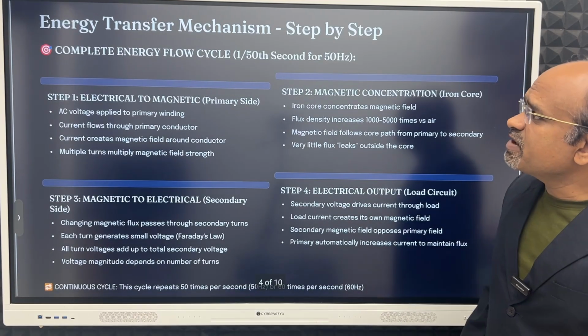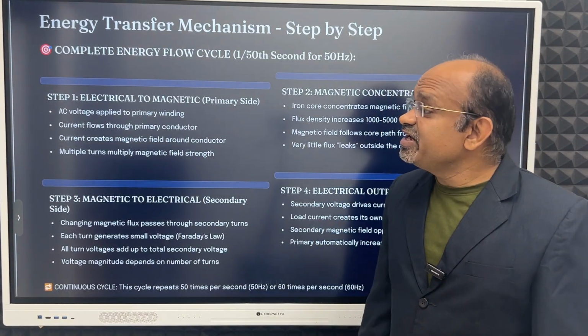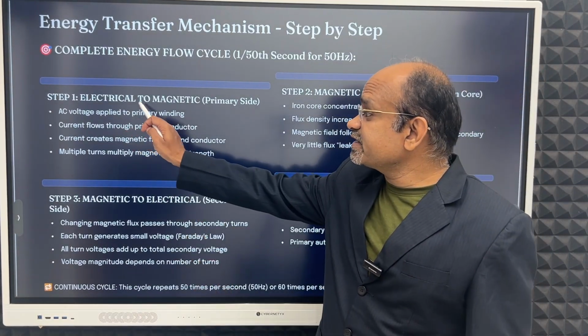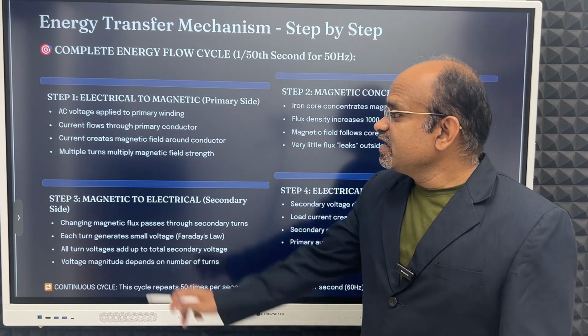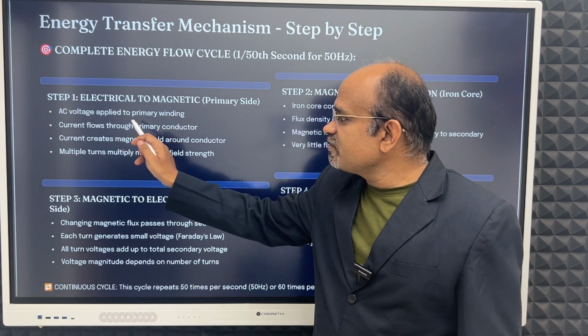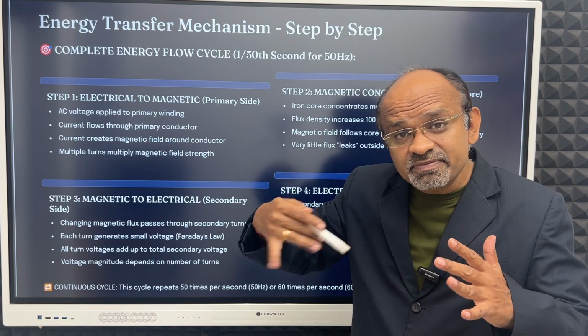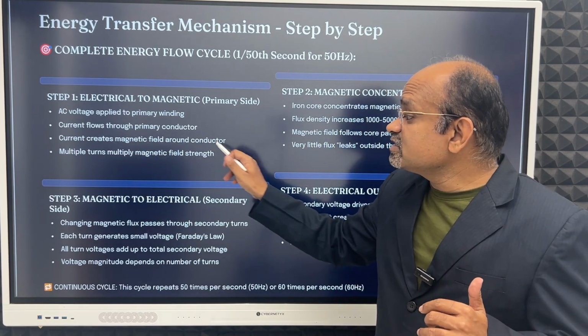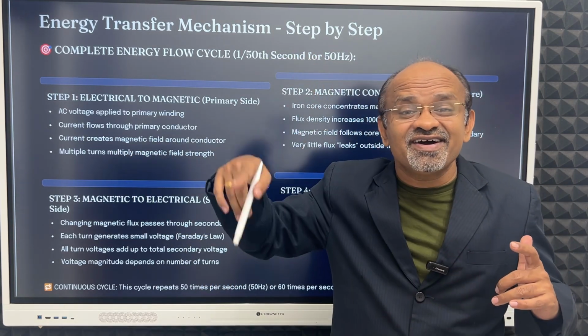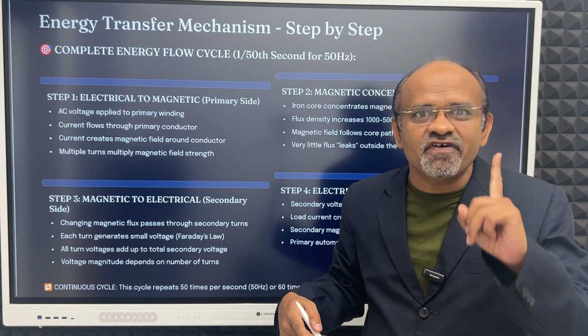Now, the transformer mechanism: how does energy transfer happen? We'll see. Step 1, electrical to magnetic. AC voltage is applied to the primary, and current flows through the primary conductor. The current creates a magnetic field around the conductor. Okay, Faraday's law, just don't forget.